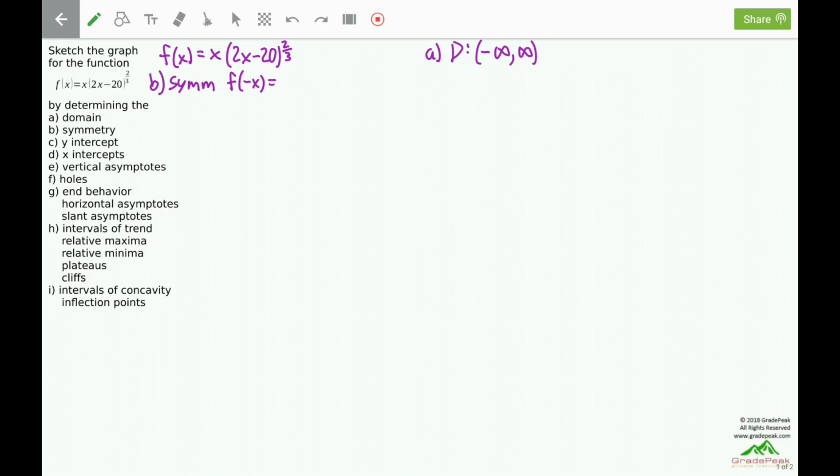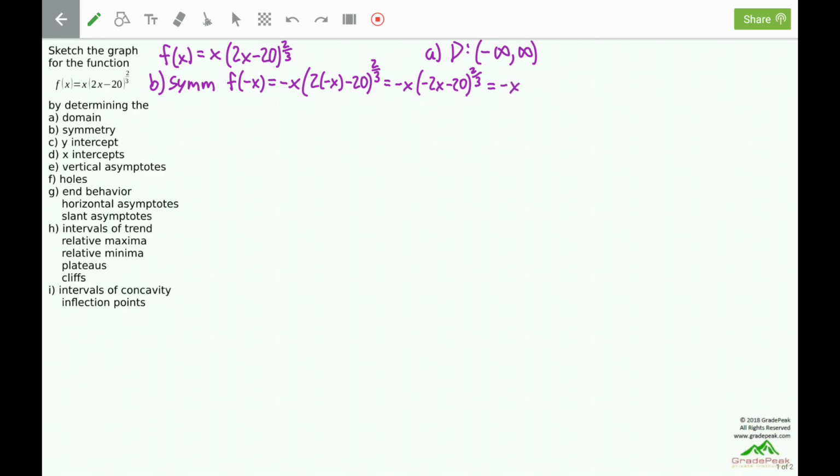f of negative x is negative x times (2 times negative x minus 20) to the 2/3 power, which is negative x times 2 times negative x is a negative 2x, and then minus 20, to the 2/3 power. We can factor the negative out of the 2/3 power. We have a negative x.